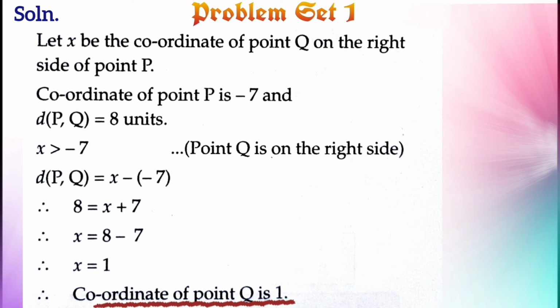Therefore the coordinate of point Q is 1. Now we have found the answer for X, and what was X? The coordinate of Q, that is 1. Now if you want to cross check whether your answer is correct or wrong, you can subtract 1 minus -7, and if you get the answer 8 units, then your answer is completely correct. So here we are getting 1 minus -7 is 8 units, so our answer is perfect.